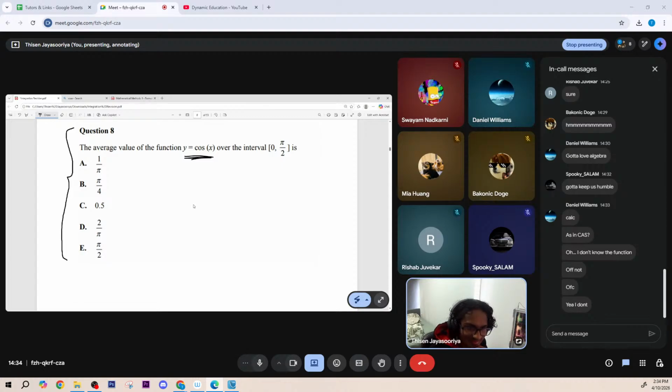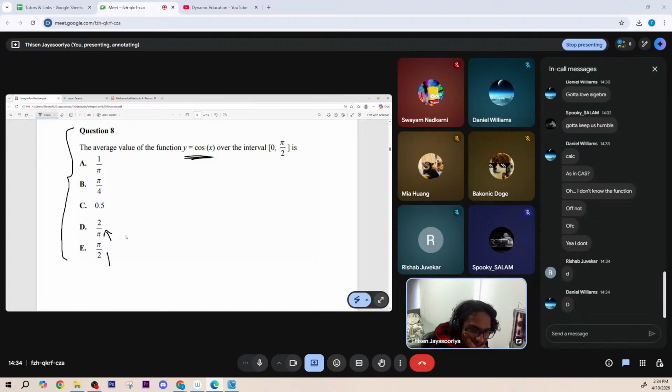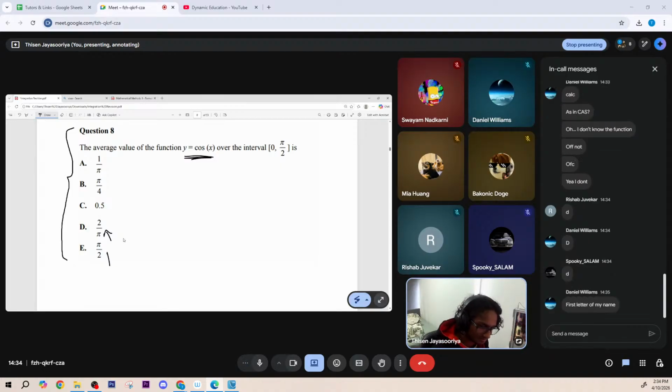So did anyone else get an answer for this? Sharp got D, yeah? Anyone else? D. Is Daniel just saying D? Is he just following along? What about everyone else? Joe, Salam, Mia, Swayam. What did you guys get? Got D as well. Yeah.